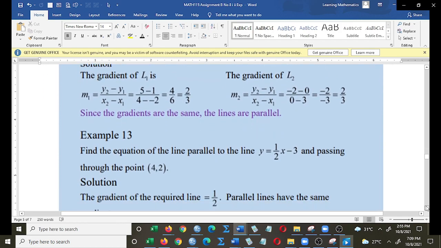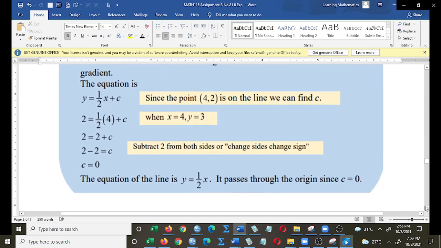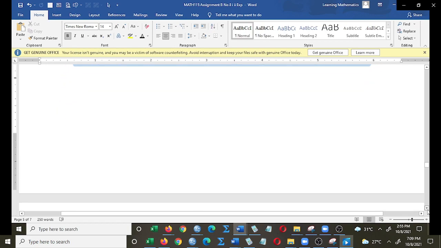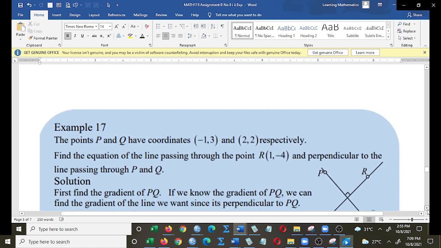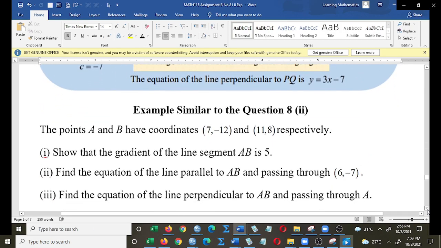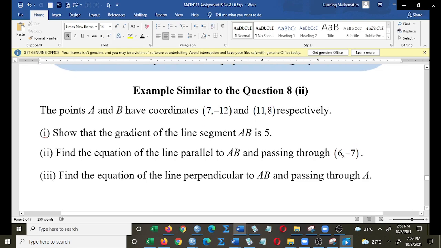Here you have an example similar, and here you have an example of our own. This one similar was taken from the booklet, 16 and 17. And here we have our own example, similar to question 8 part 2.